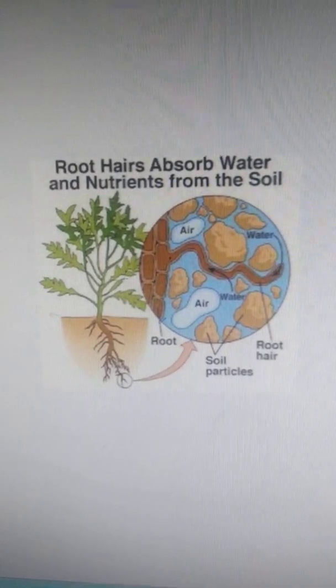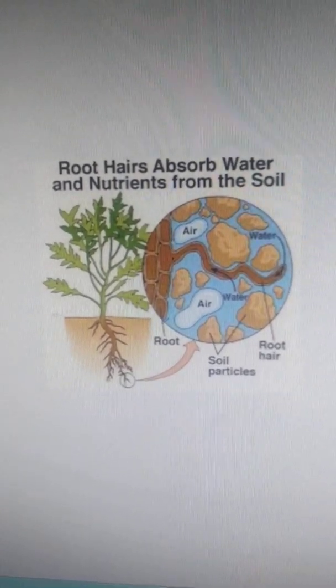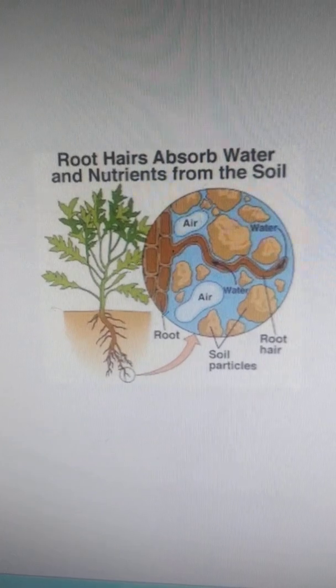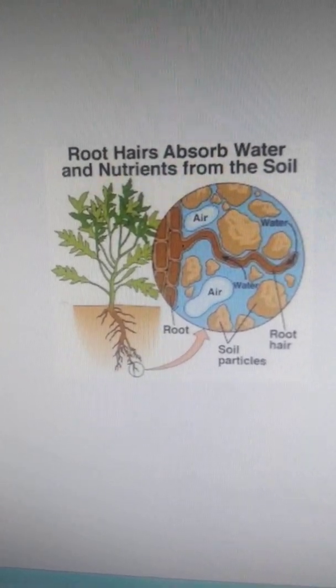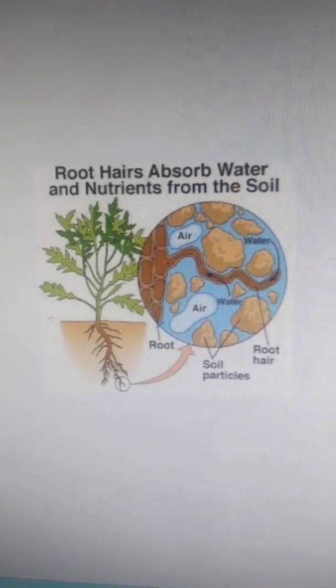The plants also need minerals to make food other than carbohydrates. The minerals dissolve in water present in the soil and get transported with it.